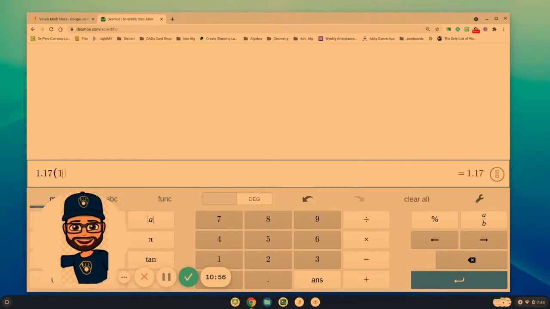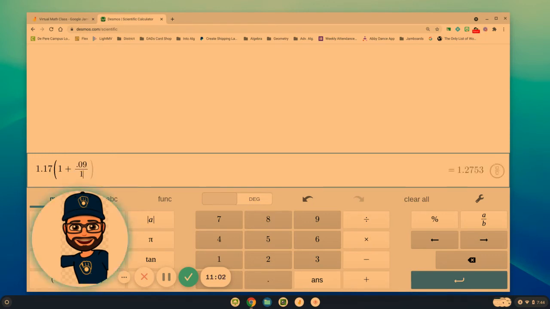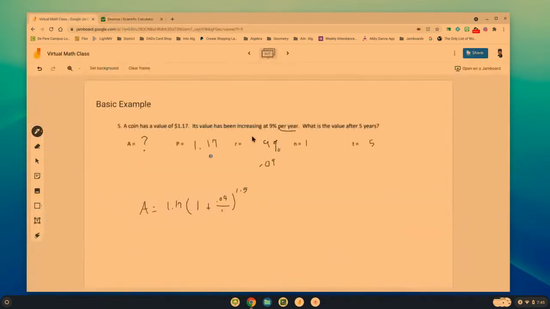$1.17 times 1 plus 0.09 divided by 1 year, because we're getting that interest every year, to the power of 5 times 1, which is 5. And you'll notice $1.80. Whenever we're dealing with money, we're going to round it to that nearest hundredth or that nearest penny. So the amount at the end would be a value of $1.80.